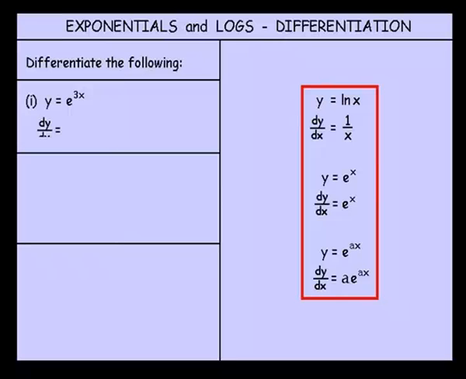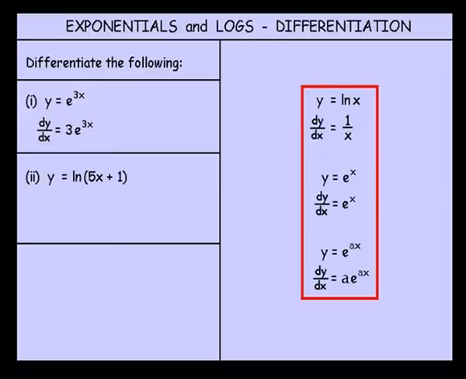Well, simply what we do, dy dx equals, we look at that power, 3x, and we find the derivative. So the derivative of 3x is 3, so we write the 3 out the front, and then we write the exponential as we see it, e to the power of 3x.